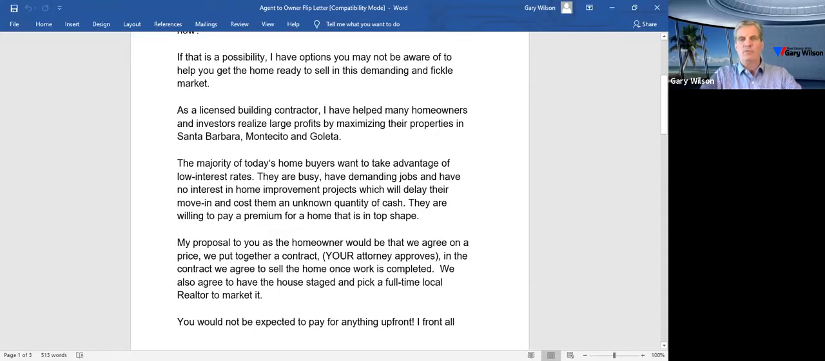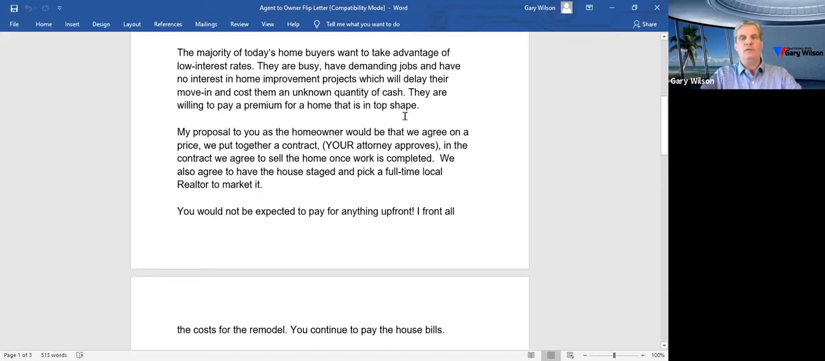The majority of today's home buyers want to take advantage of low interest rates. They are busy, have demanding jobs. They don't have time to be remodeling, okay? So remember, you're painting the picture for them that people buying homes today, they're busy. They just want to move in. And that's why you saw in the examples, they will pay for newly remodeled houses more than they will pay for ones that aren't, knowing they have to do a remodeling contract, okay?